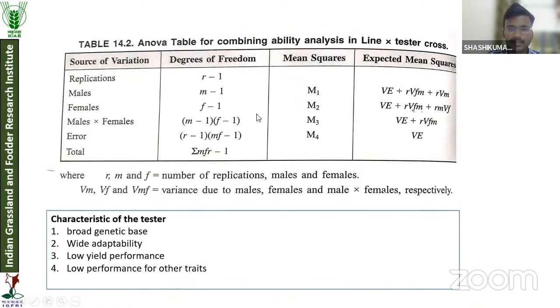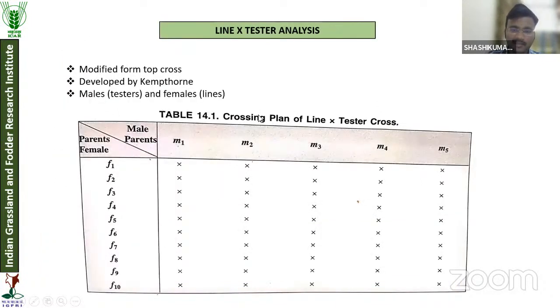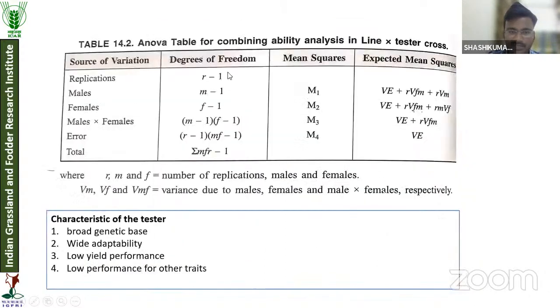So in the ARS examination, especially, these are asked for 5 marks and also 10 marks questions. If you give answers like this, line by tester, who has given this cross, and you put the design, if it is for 5 marks, you directly write the ANOVA. ANOVA is very, very important. You should learn this ANOVA, and what you can derive. The variance due to males gives the estimate of general combining ability, females give the estimate of general combining ability, and male by female gives the estimate of specific combining ability.